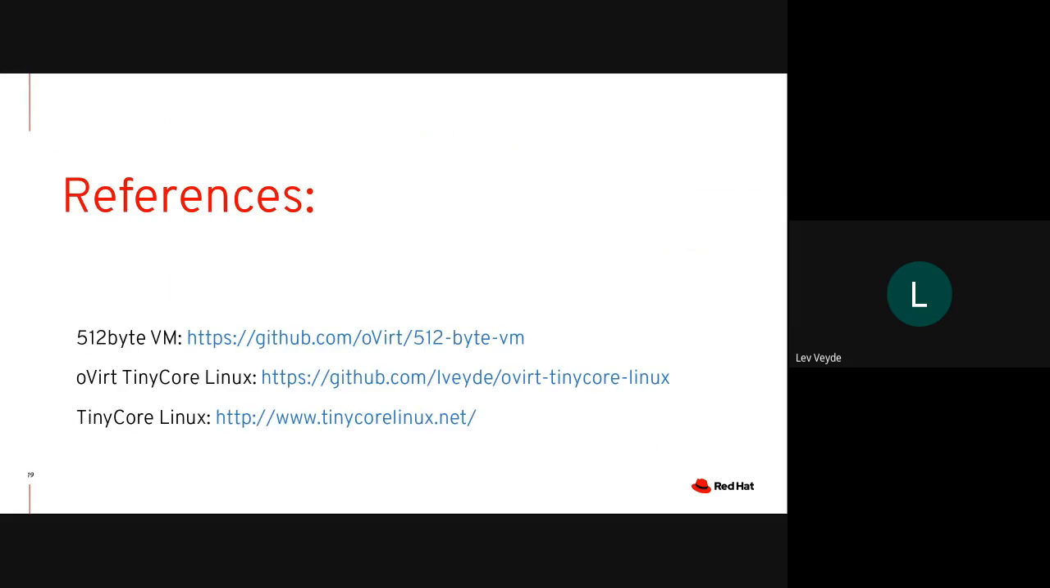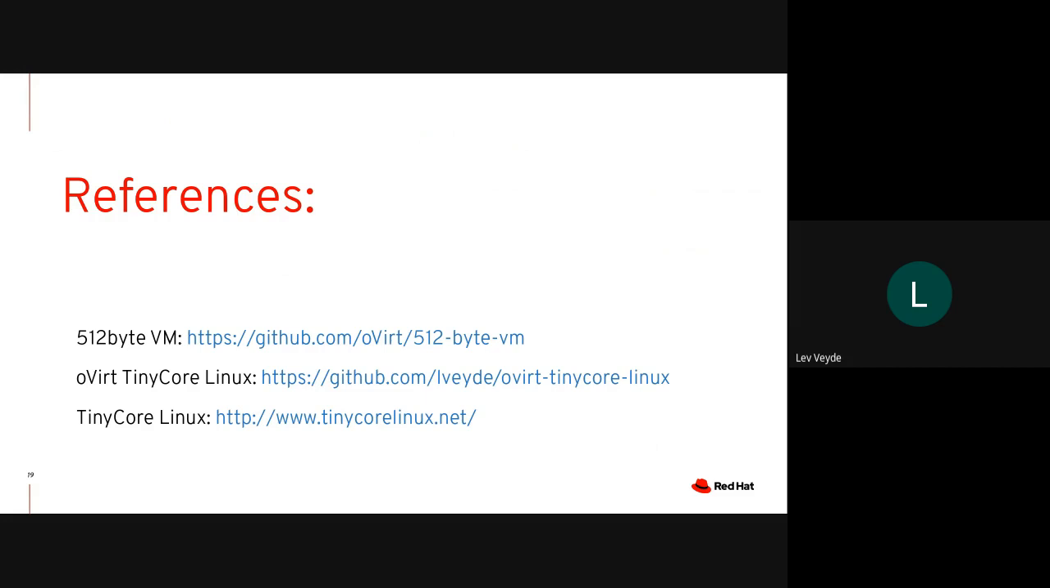Okay, so I'm almost over. These are the references for the projects. The first one that we talked about, the 512-byte VM one. The second is the one that we talked about, the oVirt Tiny Core Linux.